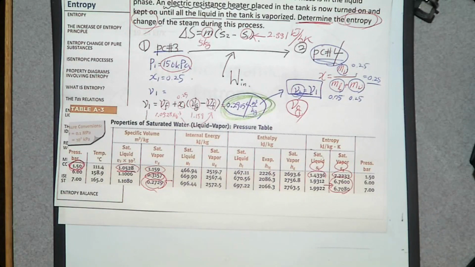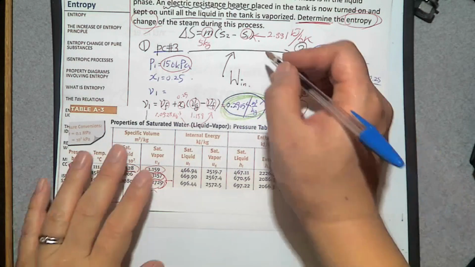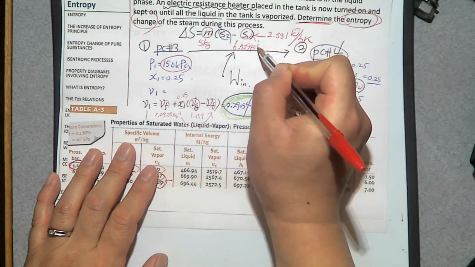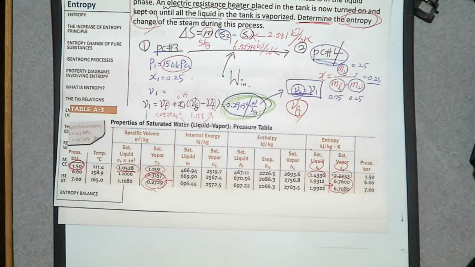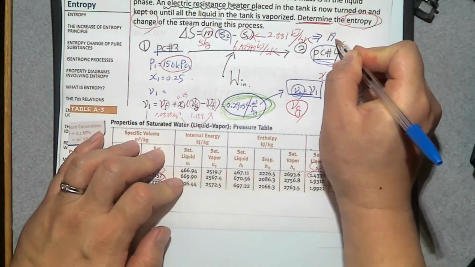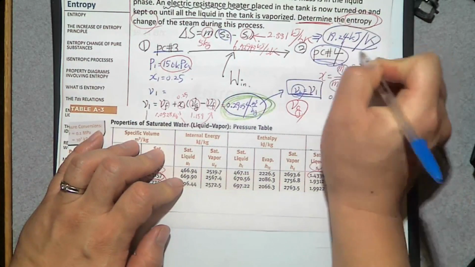We did linear interpolation 30 minutes ago, so I'm not going to do that again. If you do the linear interpolation between these two numbers for this specific volume, you get the specific entropy for this specific volume. The answer is 6.72943 kilojoule per kilogram Kelvin. So if you calculate the entropy change, it is 19.24 kilojoule per Kelvin.